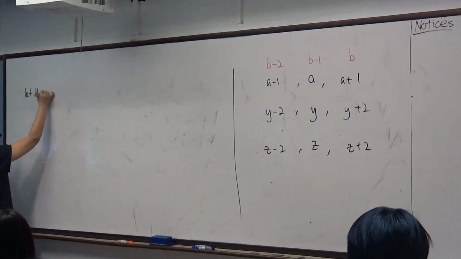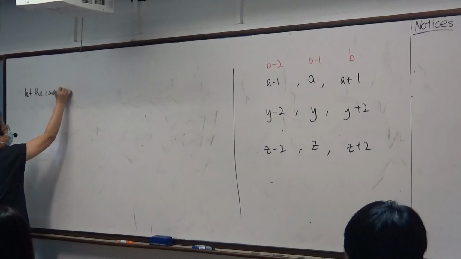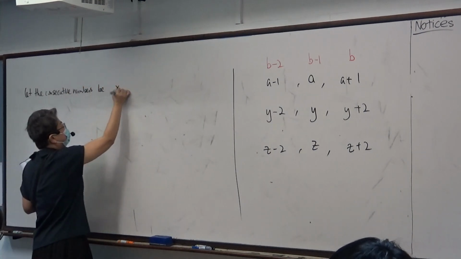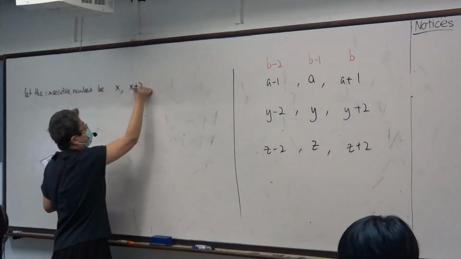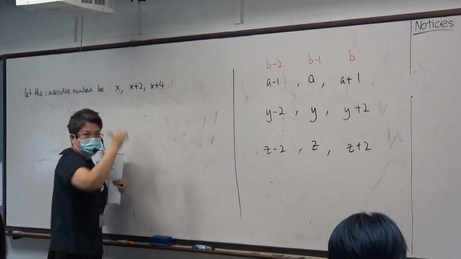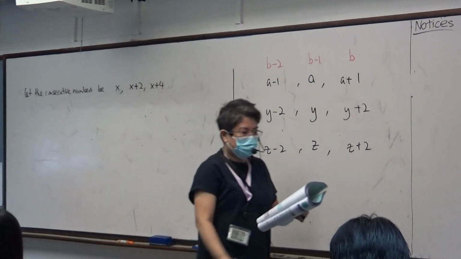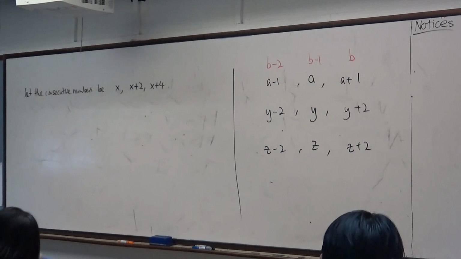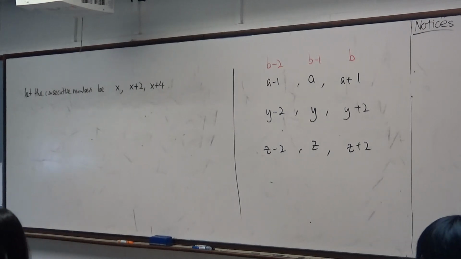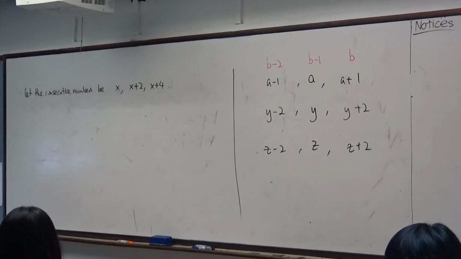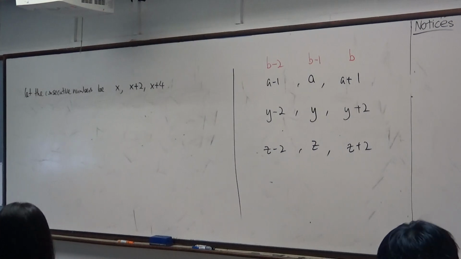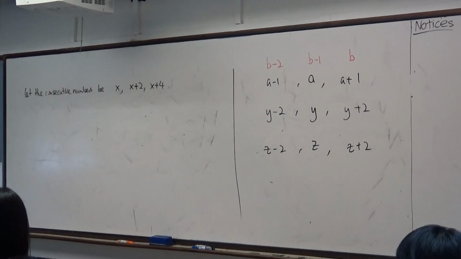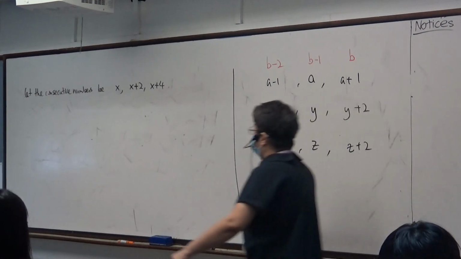Let the consecutive numbers be x, x plus 2 and x plus 4. Now how come I let it be x plus 2 and x plus 4? Because they are consecutive what? Even numbers. Are we clear here? Then what did they say? The sum of all 3 is equal to what? 16. Alright. So what should I be doing?